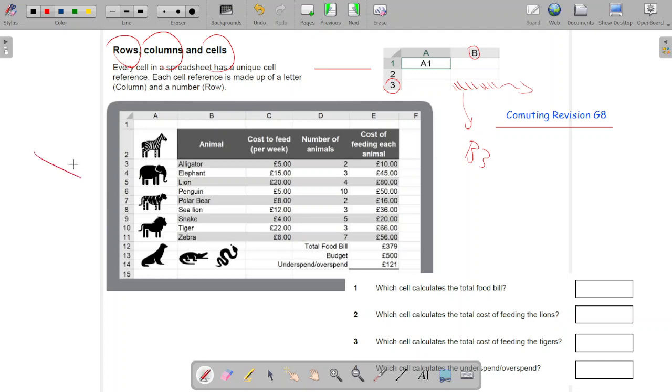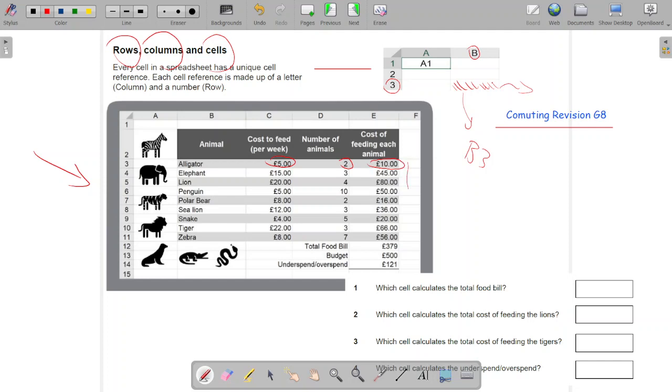In front of you, you have this sheet, and in this sheet, as you can see, it's showing you information about some kind of animals in a zoo and the cost of feeding, and the alligator, for example, having a cost of feed of £5 per week, and there's 2 alligators. It means that the total cost of feeding the alligator is going to be 10.